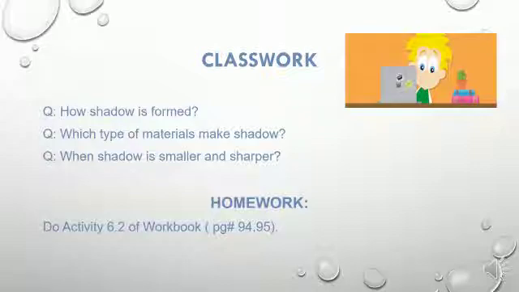Students, it's time to do some classwork. Write down the index and date. Write down the topic. Draw a margin line. First question is, how is a shadow formed? Second question is, which type of materials make shadow? Third is, when is a shadow smaller and sharper? Boys, you also have to do activity 6.2 of your science workbook, page number 94 and 95.